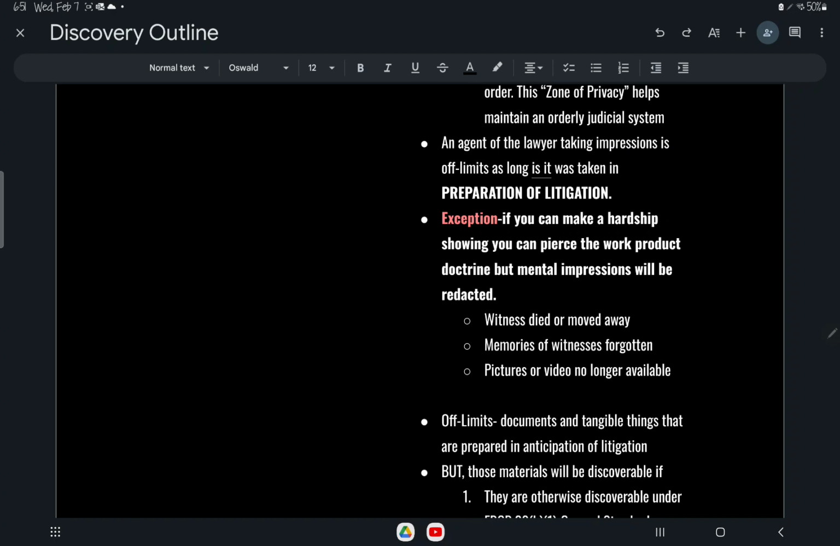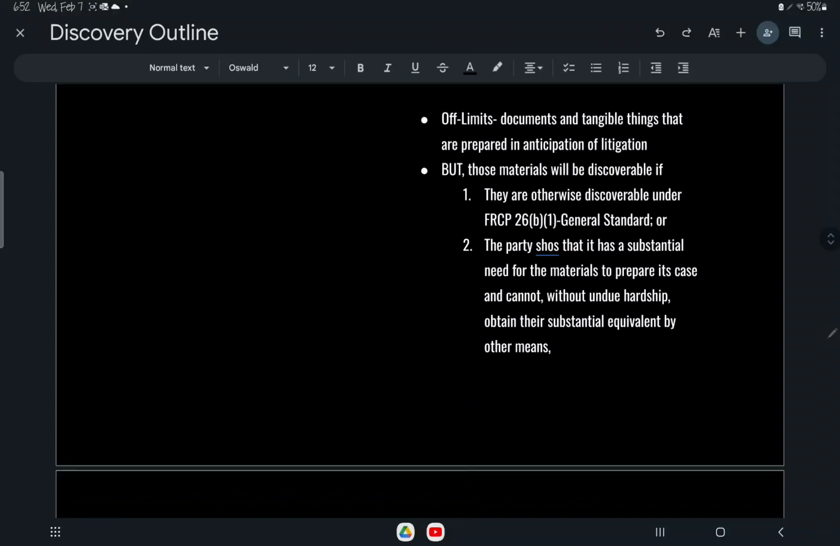Here's an exception. If you can make a hardship showing, you can pierce the work product, but mental impressions will be redacted. Some reasons for this hardship showing would be witnesses died or moved away, memories of witnesses forgotten, and pictures or video no longer available. Off limits: documents and tangible things that are prepared in anticipation of litigation. But those materials will be discoverable if they are otherwise discoverable under FRCP 26(b)(1), the general standard, or the party shows that it has a substantial need for the materials to prepare its case and cannot, without undue hardship, obtain their substantial equivalent by other means.